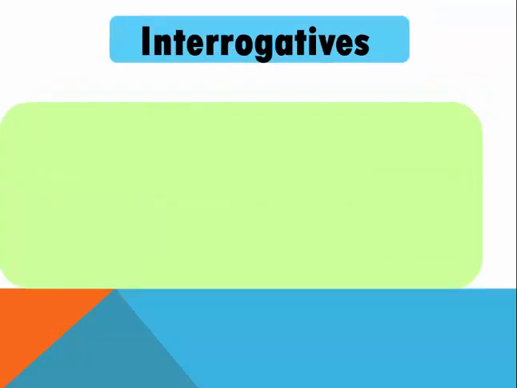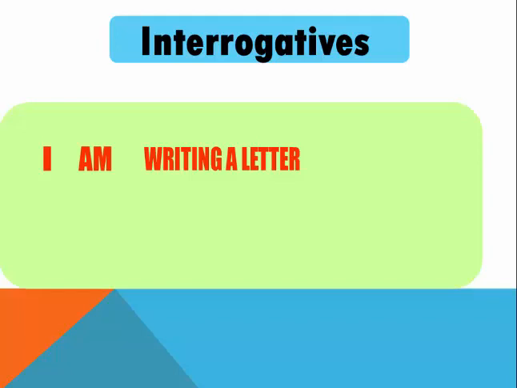Now interrogative. I am writing a letter. This is, let's say, a positive sentence, and how do we make it interrogative? You have to just shift am, which is an auxiliary verb, also called a helping verb. You put it in the beginning of the sentence, and I will come here. See, I is coming here and am is going there. One more thing, you have to put the question mark also. This becomes: am I writing a letter?